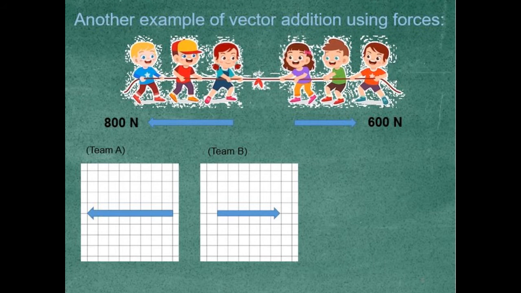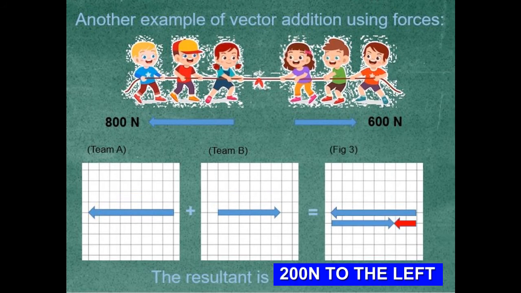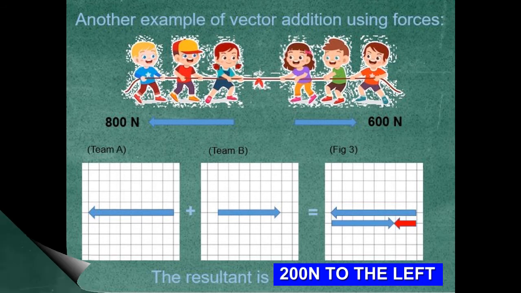These are both vectors, so we can put them both onto the diagram and add them together. So we have a force arrow of 800 newtons to the left, another one of 600 newtons to the right, leaving a balance of 200 newtons to the left. And of course, because these forces are unbalanced, all the students will accelerate to the left.